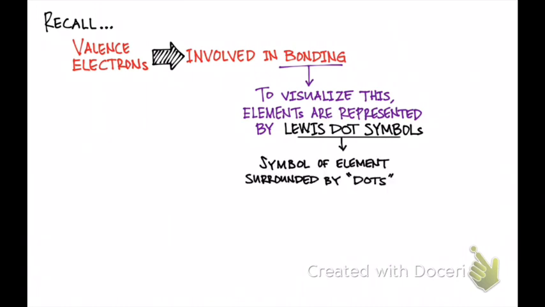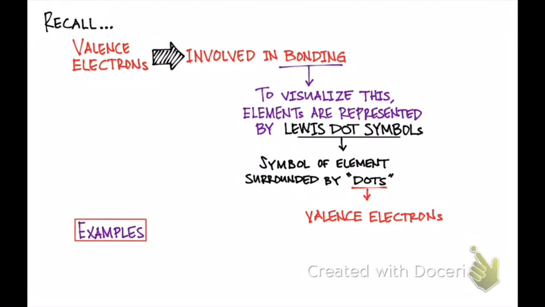So let's look at some examples here. Again, Lewis dot symbols are basically symbols of the element surrounded by dots, and the dots are valence electrons. So for example, let's look at these 8 elements right here. You have lithium, which is group 1, you have beryllium, group 2, all the way to group 8, which is neon, right? It's a noble gas.